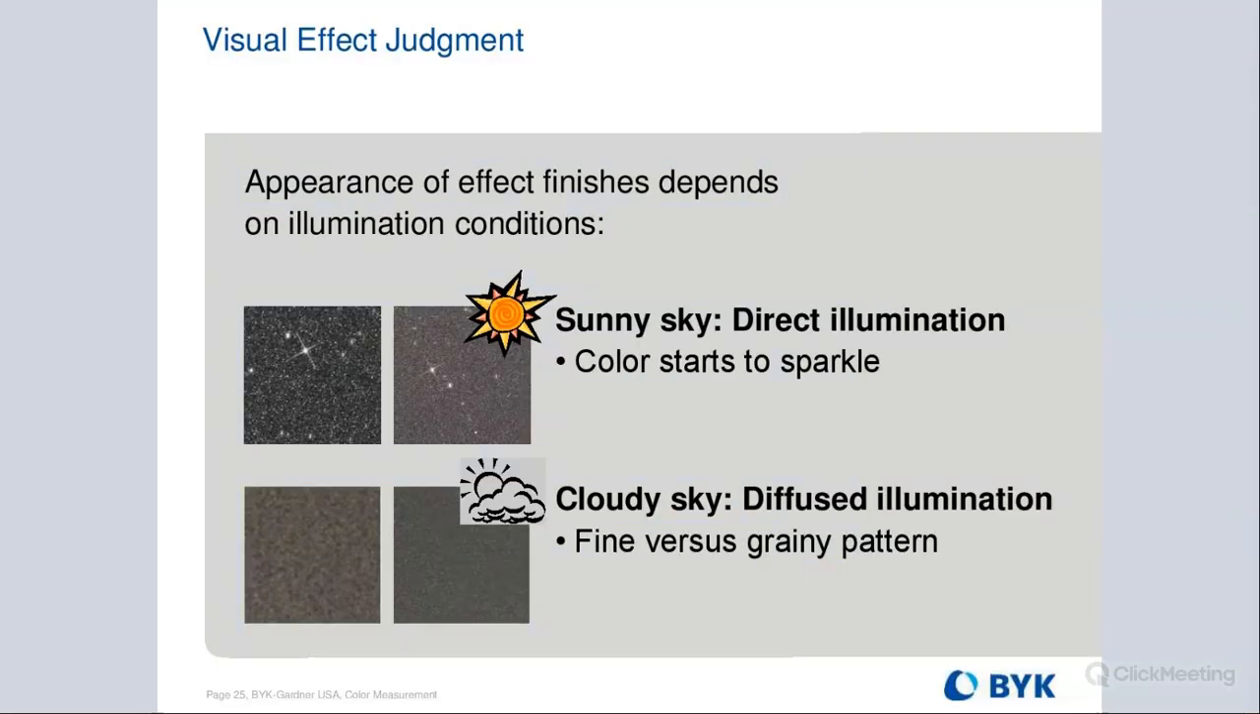So for sparkle, like Noah was saying, for sunny skies, that would be direct illumination. That's where you see the sparkle values themselves. And under cloudy skies or diffuse illumination, that's where you see this pattern on the bottom, where it's like graininess. And both of these in combination give you some ideas on the flake characteristics and the size of the flakes, and also how your process is producing this material and if it's going to match the standard that you're using as your master.